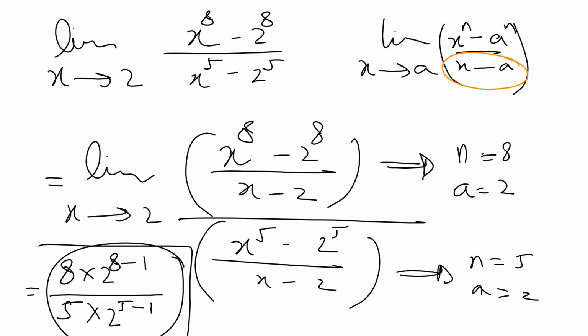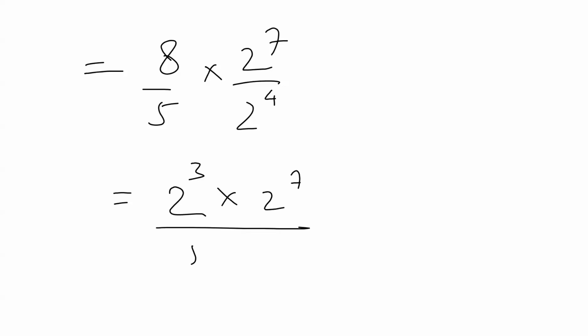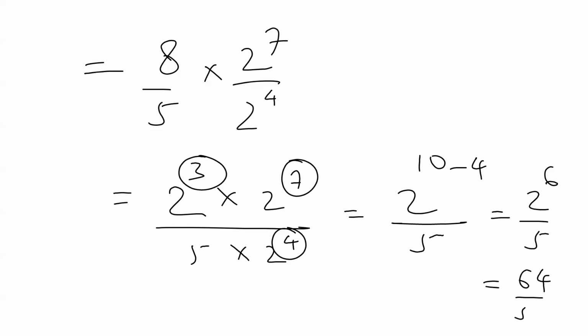So this can be written as 8 upon 5, 2 raised to 7 upon 2 raised to 5 minus 1, that is 4. 8 is 2 cube. So 2 raised to 10, adding the indices, minus 4 upon 5. So 2 raised to 6 upon 5, 64 upon 5. These calculations you already know. Here you don't need my help.